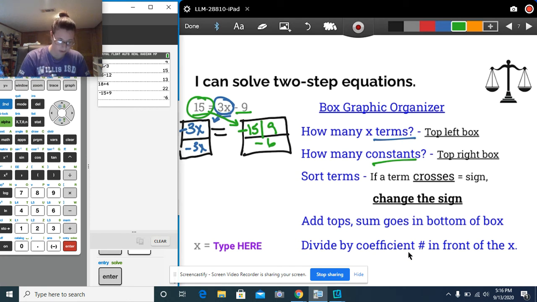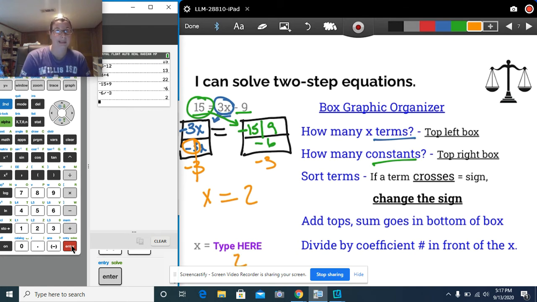And Ms. Harrell, what's the coefficient? Well, the coefficient is this number up here. So I'm going to divide both sides by negative 3. Negative 3 and negative 3 equals 1. And then I have a negative 6 divided by a negative 3. And that equals 2. So x equals 2.